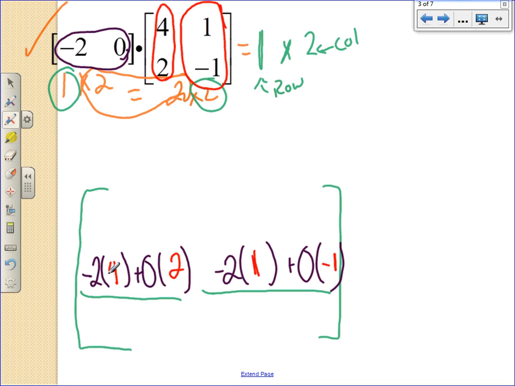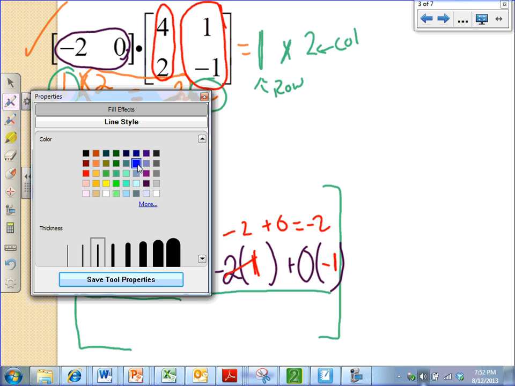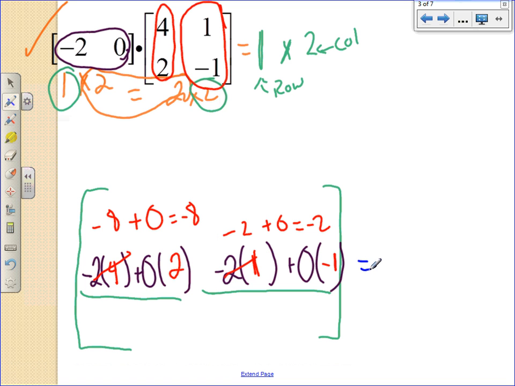So now I got -2 times 4, which is -8, plus 0 times 2, which is 0, which results in -8. And then I got -2 times 1, so that's -2, plus 0 times -1, which is 0, so that results in -2. So my resulting matrix, like I said, it's going to be a 1 by 2. So it's still 1 row, 2 columns. So I have -8, -2. So 1 row, 2 columns.